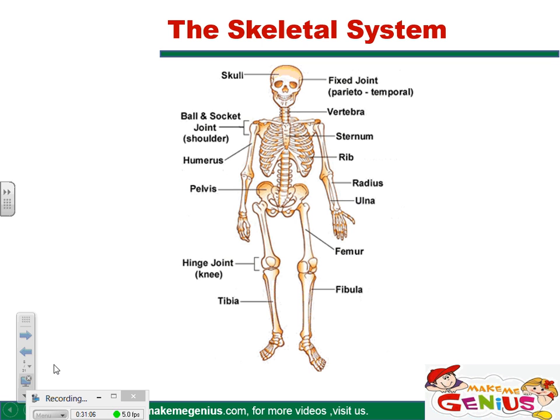Other bones would be your femur, that is your thigh bone. Your tibia and fibula, that's down here in your legs, like where your shin area is. Your pelvis helps you protect your organs and helps you stand and dance. Your ribs protect your lungs and all those organs in there.